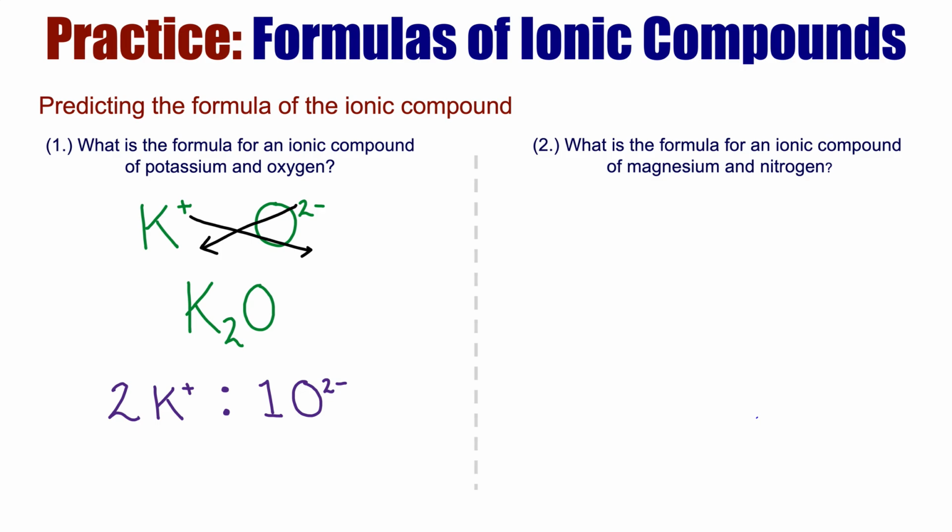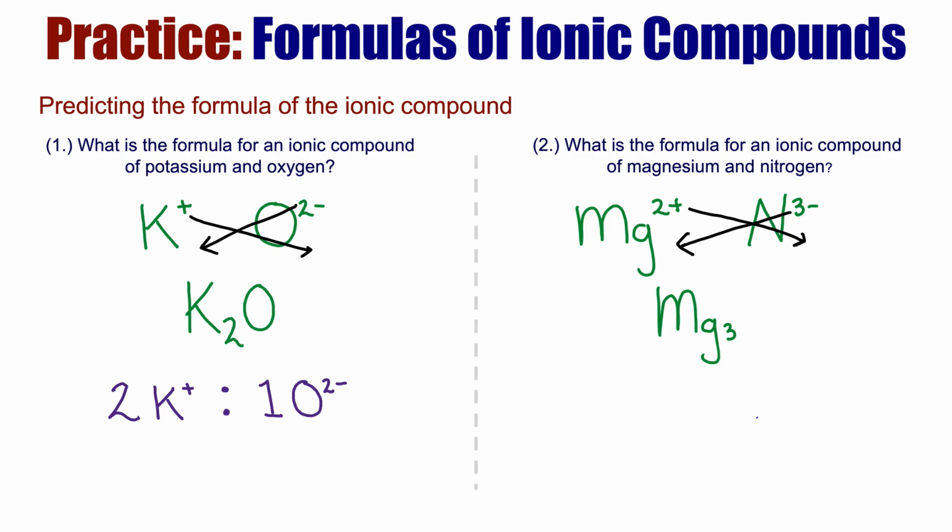My next example, what is the formula for an ionic compound of magnesium and nitrogen? I set up those ions, cation on the left, anion on the right. I do the crisscrossing in order to figure out what subscript needs to be next to each element in the formula unit. I get Mg3N2. I can't reduce the subscripts down, so I stop at this point. What that formula unit is going to tell me is that for every 3 magnesium ions that have a charge of +2, I need 2 nitrides in order to make the compound neutral overall.